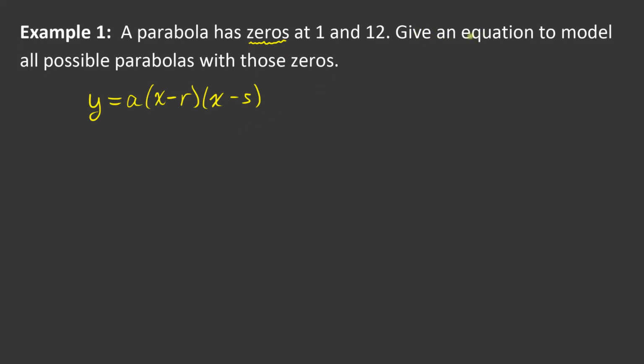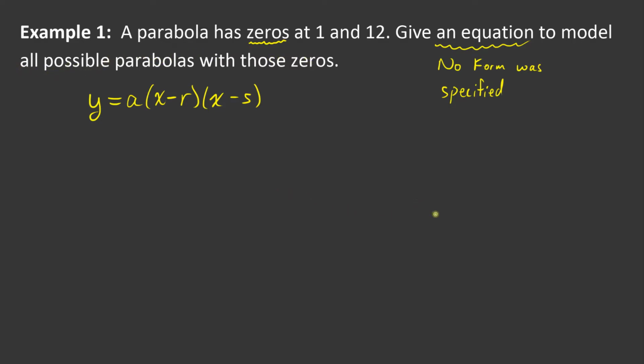It says to give an equation, so it doesn't really matter what form. No form was specified. And that's great because we can just go ahead and do whatever form we want. But let's read the rest here. Give an equation to model all possible parabolas with those zeros.